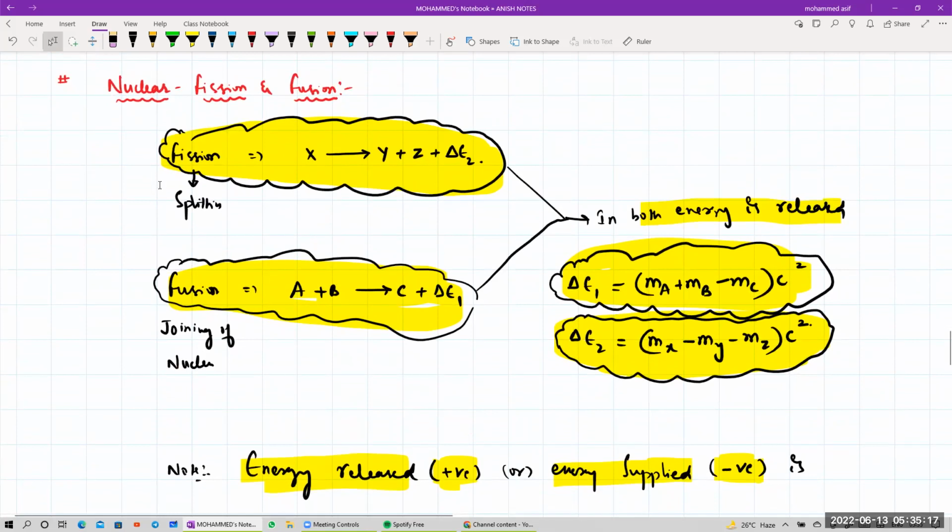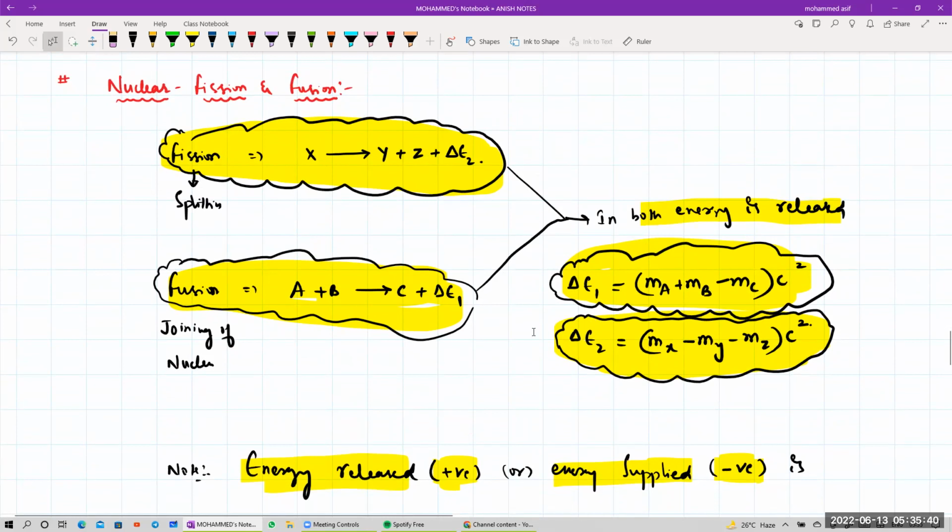Nuclear fission and fusion, I told you. Fission means splitting. A heavier element X will split into Y plus Z with the elimination of a certain amount of energy. In the place of fusion, we are joining nuclei. When two nuclei are combining to form a stable element C, there is a liberation of energy. In both cases, the energy is being released, beta.